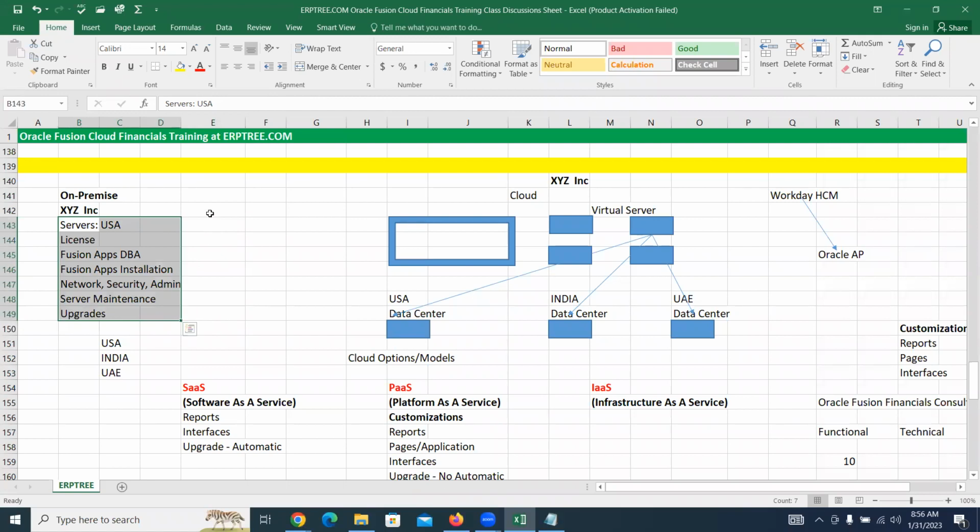You talk to Oracle, you tell them, I want to use your Fusion applications. Then they say, don't worry, you no need to set up any server. We will give you access to our server. Our server is not a physical server. Our server is a virtual server.